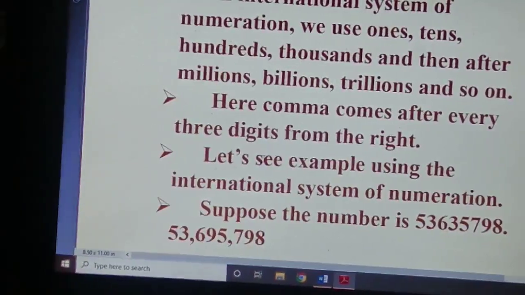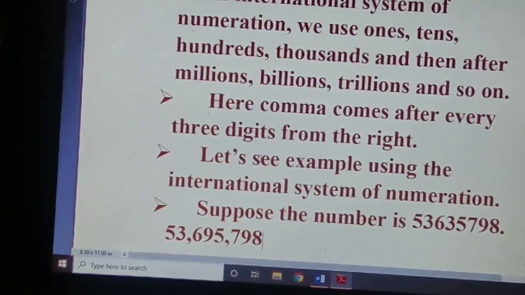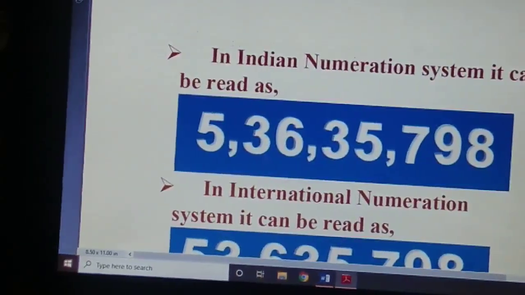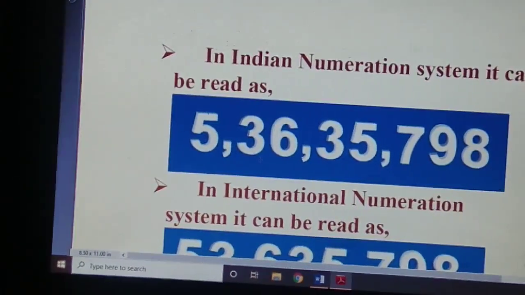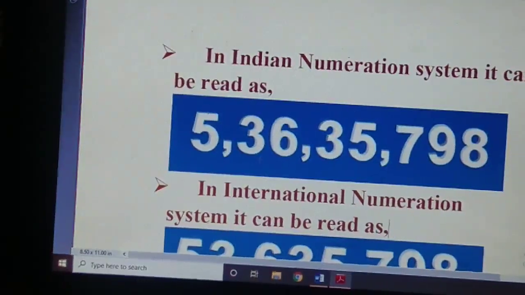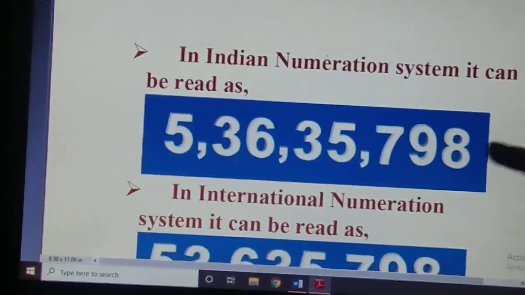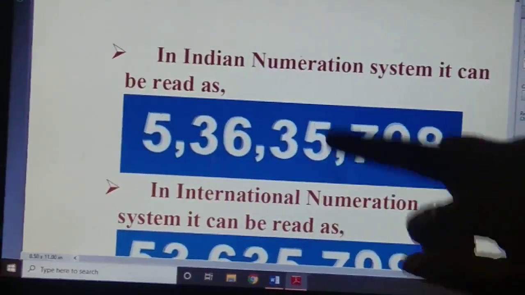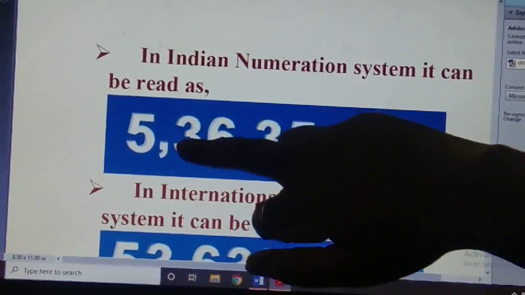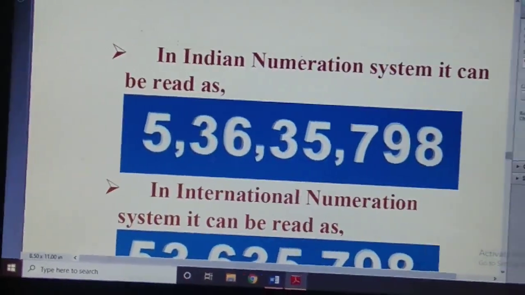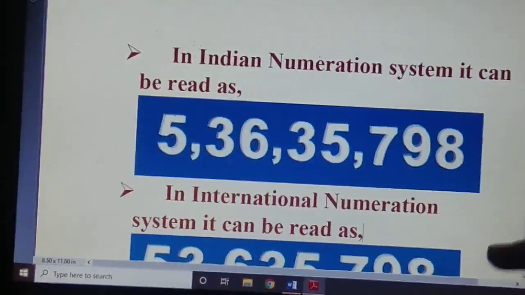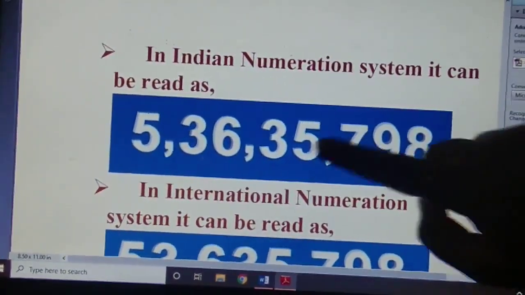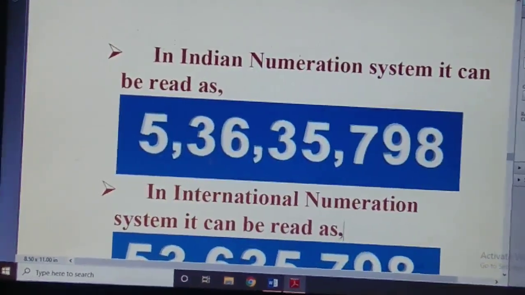Suppose the number is 53635798. And how do we write that number in the Indian system and the international system? Look here. In the Indian system, we put 1 comma before the hundreds, then after 2 digits again a comma, and after 2 digits again a comma. But in the international system, we have to put a comma after 3 digits, again 3 and again 3.